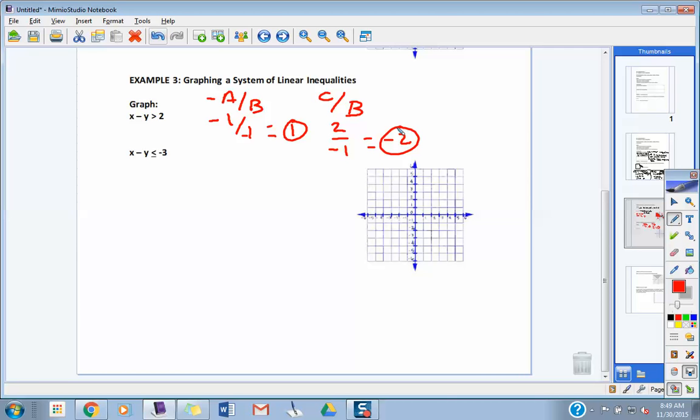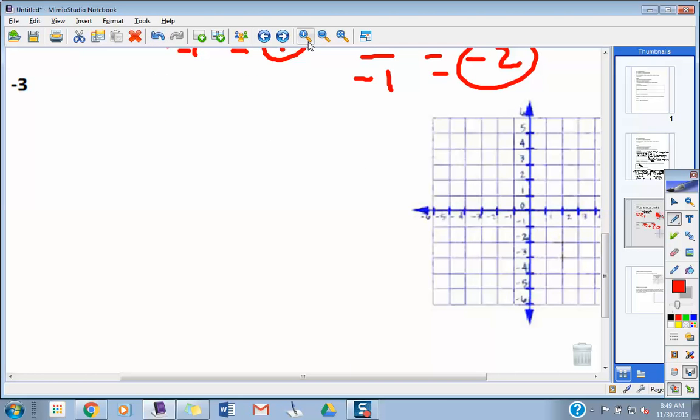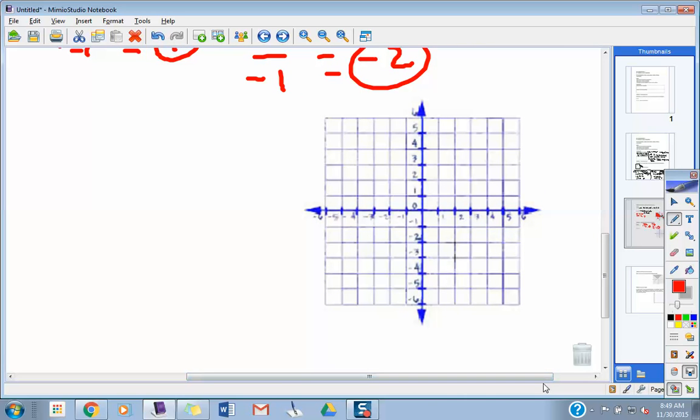Solid or dotted line, kiddos? Solid or dotted line for my first inequality? These are 1x and 1 negative here. Slope, and then C over B is my y-intercept. All right, so the y-intercept, what value was the y-intercept? Was it negative 2? Right? And the slope was positive 1, rise 1, run 1. And dotted line, correct?